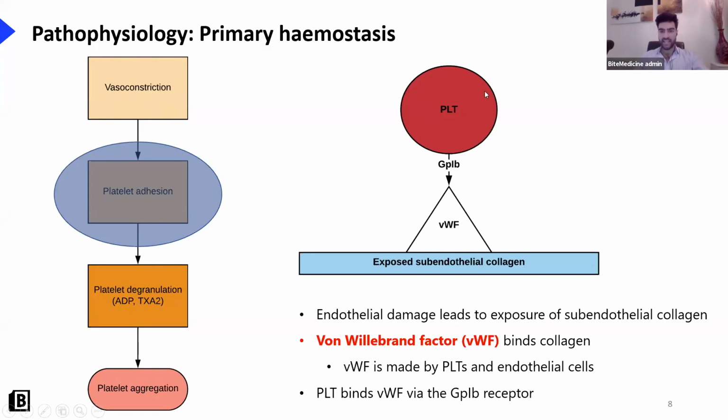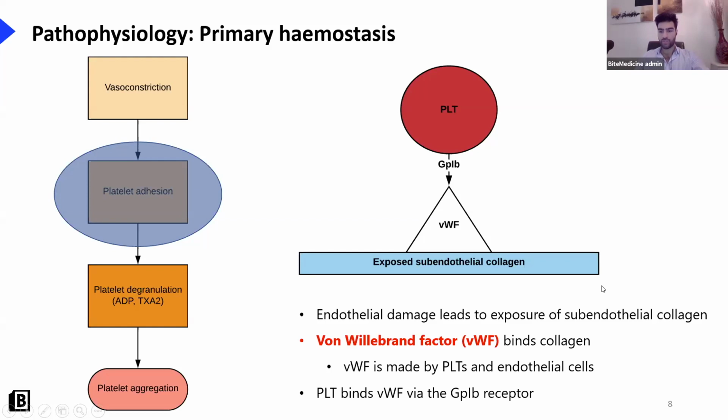So platelet adhesion means the platelet, which is this red blob here, binds to the affected area of the blood vessel. When you have any trauma or damage to the blood vessel wall, endothelial cells are damaged and you get exposure of collagen, which lies underneath the endothelium. The endothelium is just the lining of the blood vessel. So upon any trauma, you get exposure of subendothelial collagen. You then have this thing called von Willebrand factor, which is a protein, and it's made in platelets, and it's also made by endothelial cells.